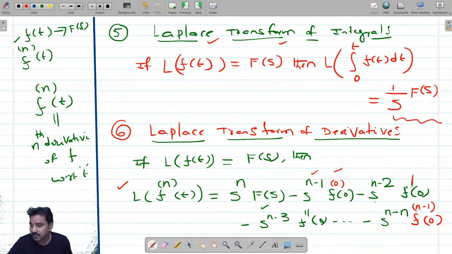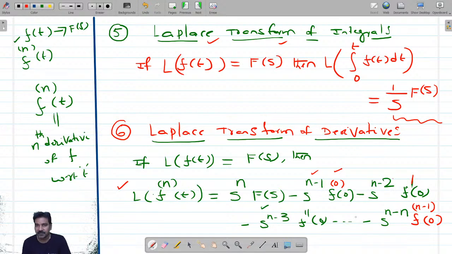Okay. Hope this is very clear. Is this point clear? Any confusion in this? No issues. So here Laplace transform of nth order derivative of f with respect to t is this. Okay. Just wait for a few minutes.